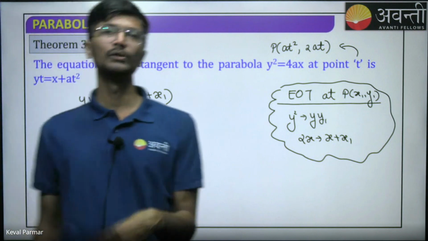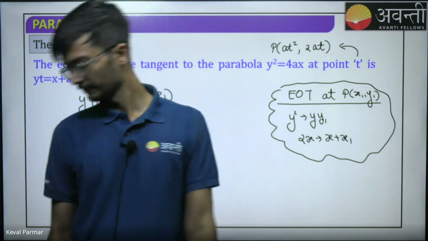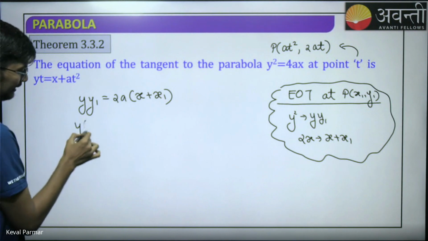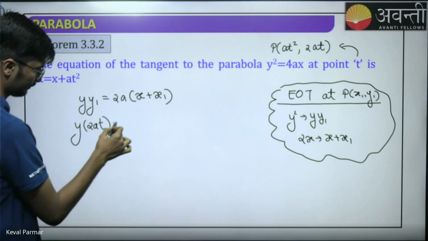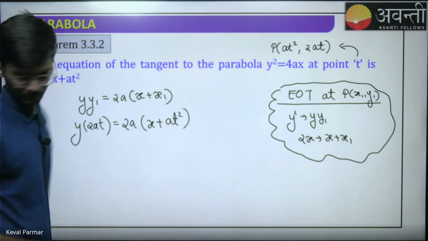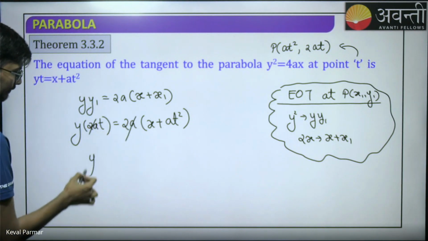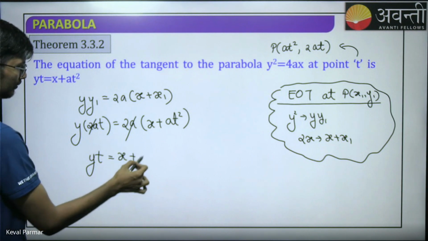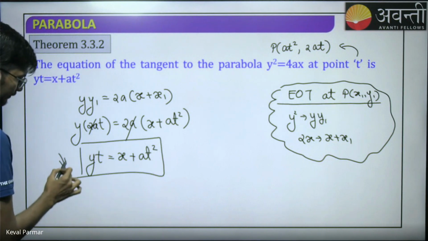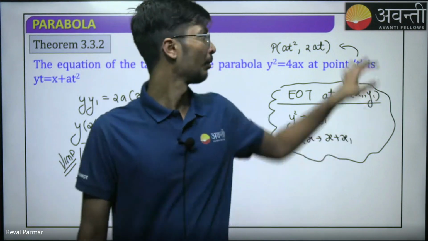I'm not going into derivatives again because I think you are not done with derivatives in mathematics, but you have done derivatives in physics. So still we have this method. So let's substitute. y into 2at is equal to 2a into (x plus at square). I think 2a and 2a we can cancel. So we'll get yt is equal to x plus at square. Again, a very, very important equation to remember. That is the equation of the tangent at point t.